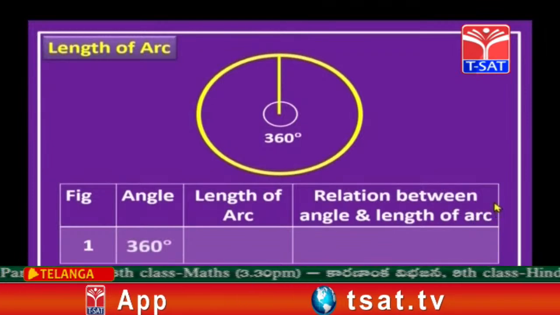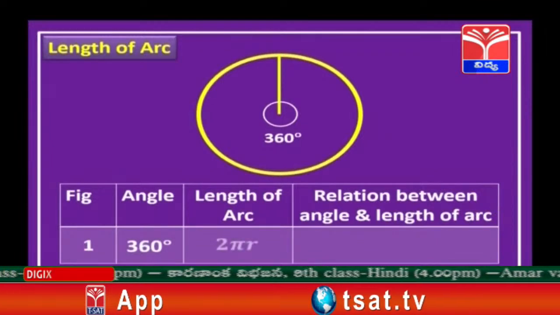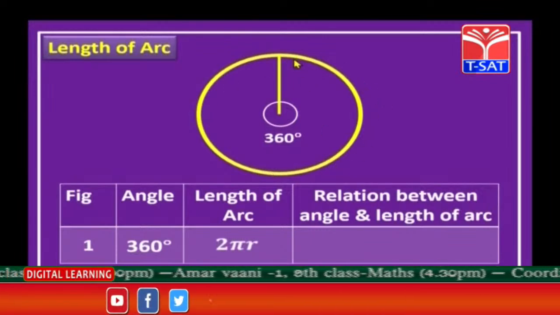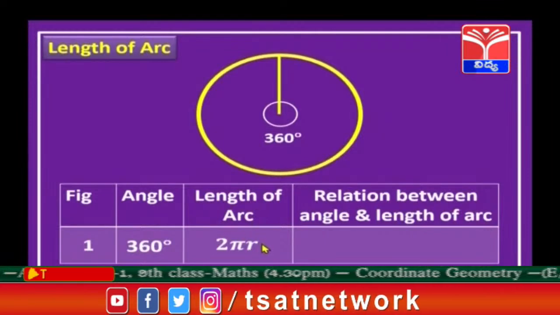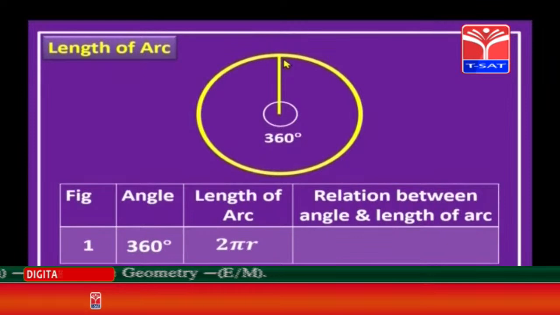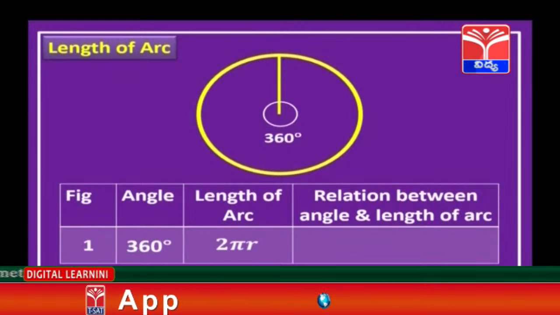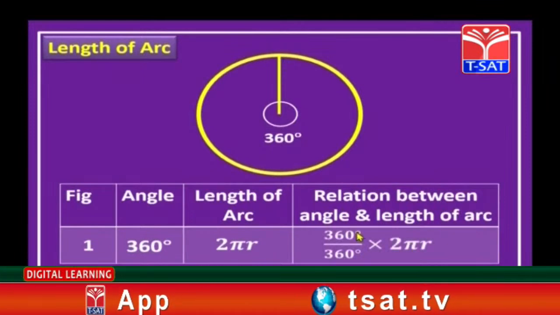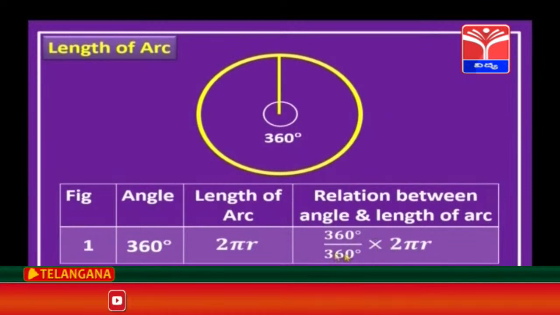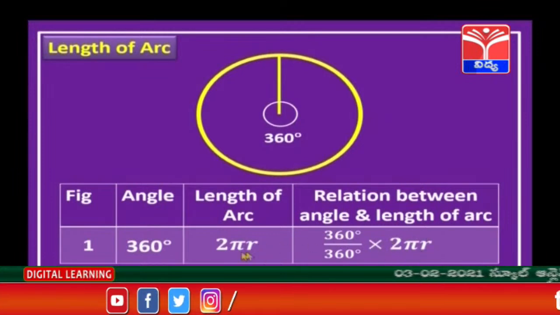So what is the angle, children? Yes, 360 degrees. What is the length of the arc? Here the length of the arc is nothing but the complete circle, which is 2 pi r, because it is the circumference. So circumference will become its length. Now let us try to find the relationship. Can I write this as 360 degrees by 360 degrees into 2 pi r? Because both will get cancelled here and we are left with only 2 pi r. So these two will be the same, right?